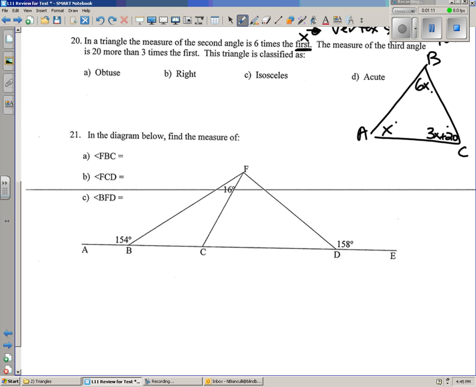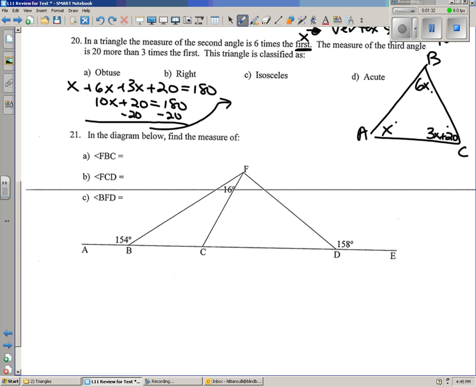So we can take those angles and add them all up to 180 degrees. So we have x plus 6x plus 3x plus 20 equals 180. So x plus 6x plus 3x is 10x. Subtract 20 on both sides. And so we get 10x equals 160, divided by 10. X is 16. X being 16 will help us figure out what the angles are.